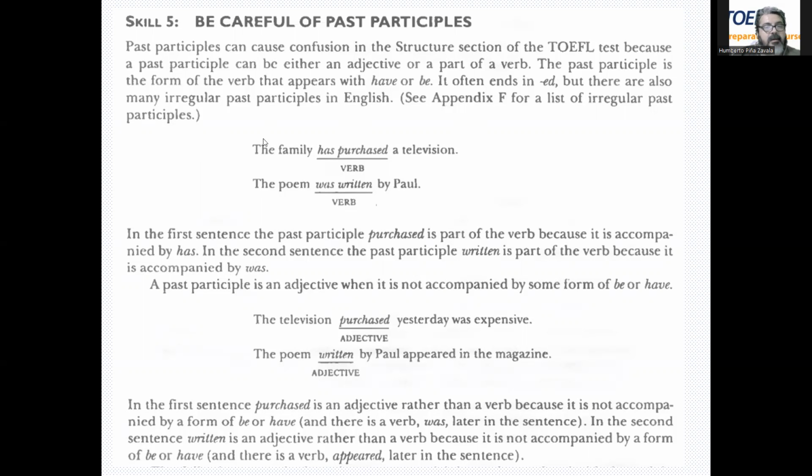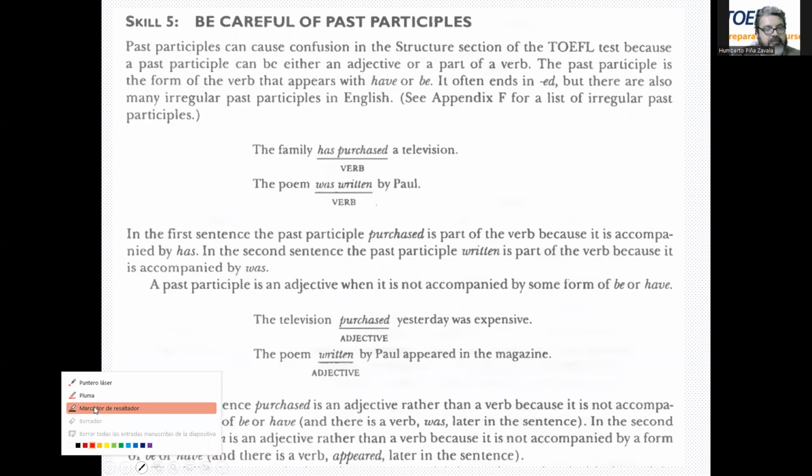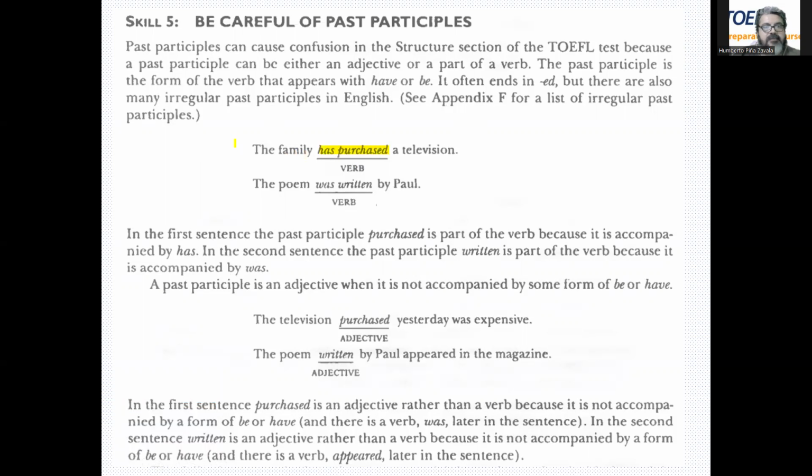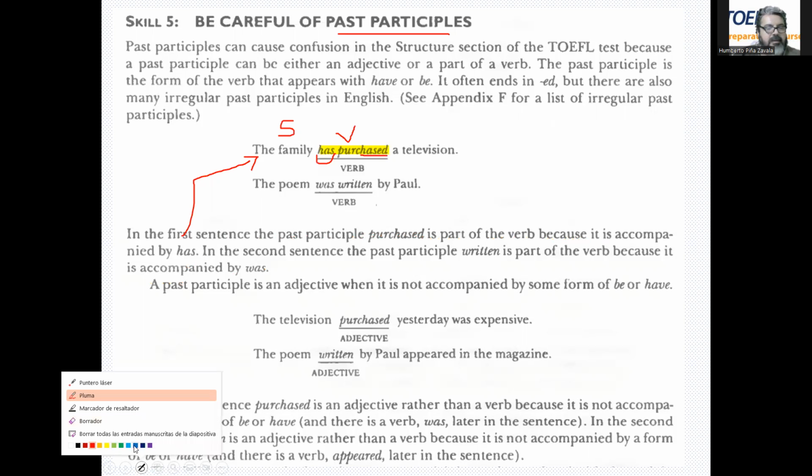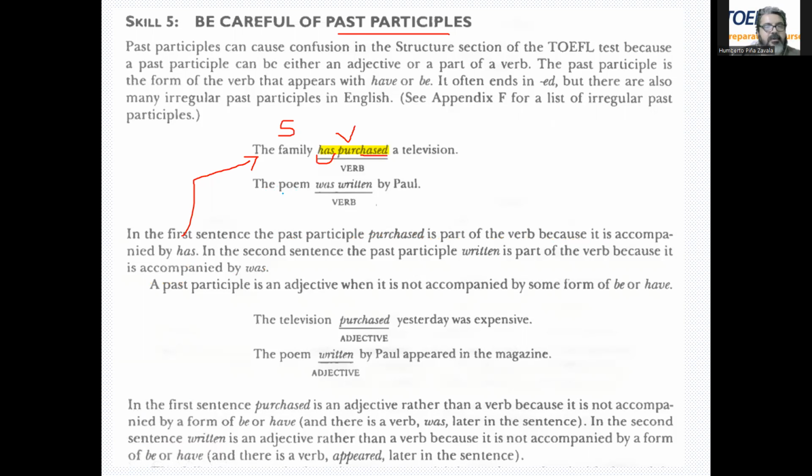Now, over here we have an example: the family has purchased a television. So here you can see that we have the subject, family, and we have the verb, has purchased. Purchased, this part, is the past participle. It's accompanied by the auxiliary has, so this is what we call a present perfect sentence. In the first sentence, the past participle purchased is part of the verb because it is accompanied by has. No problem there. Now, the second one says the poem was written by Paul.